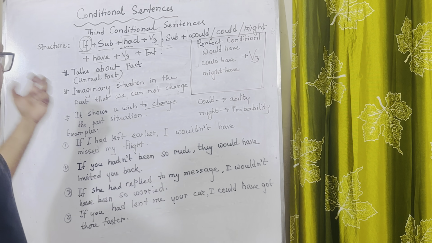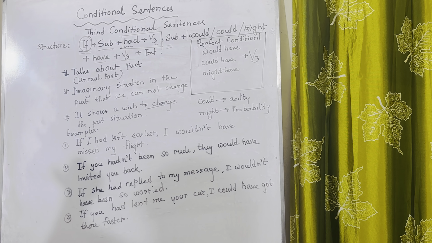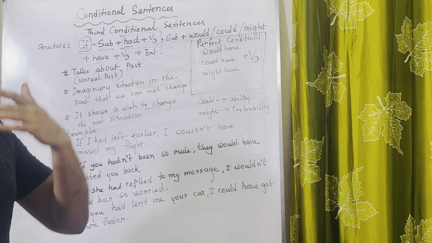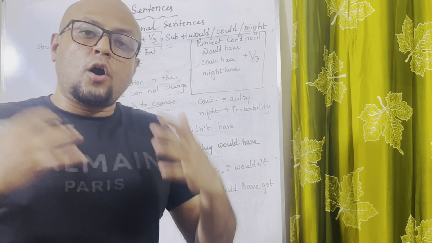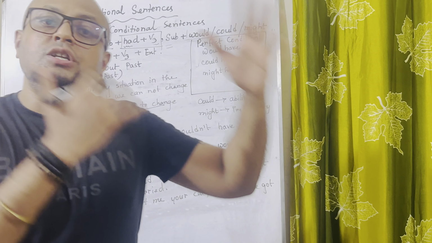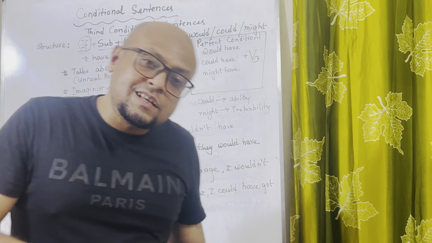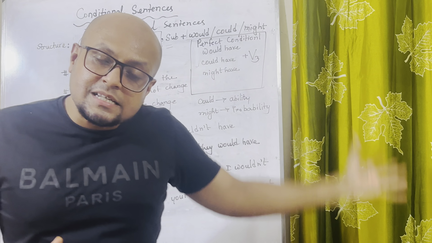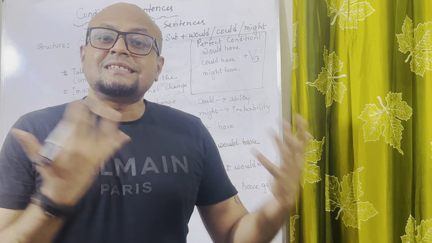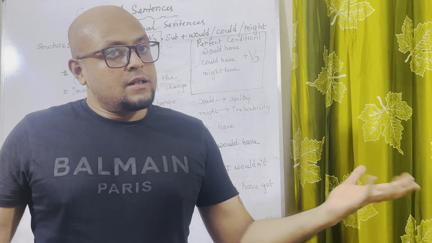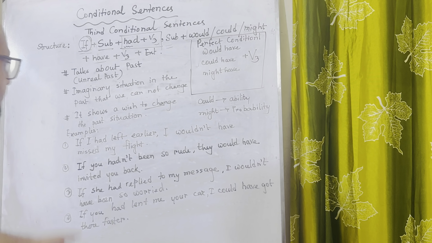Secondly, it expresses an imaginary situation in the past that we cannot change. Something has already happened in the past and you wish that it should not have happened like that. You want to change it. If you could change the situation, if it had happened differently, and you need to express such a statement, you can use that conditional sentence, which will make your way out easily.